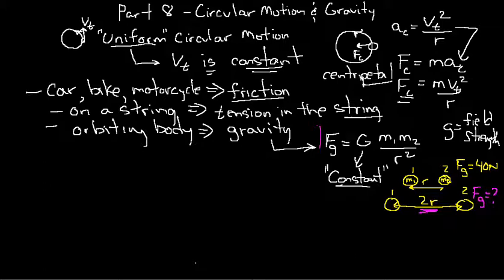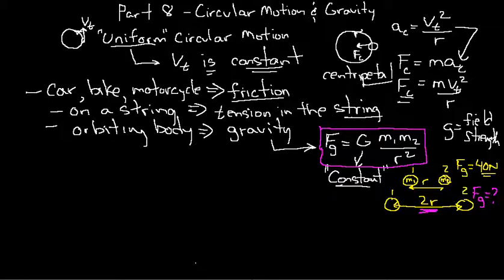Well, you need to know and look at this equation. This is Newton's universal gravitational equation. We need to look at that and see if we could figure out what's going on. So in the first case, the force of gravity is 40 newtons. We have a distance r. In the second case, we have twice r.